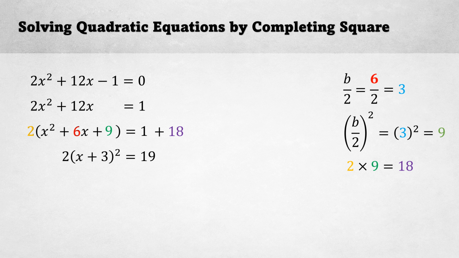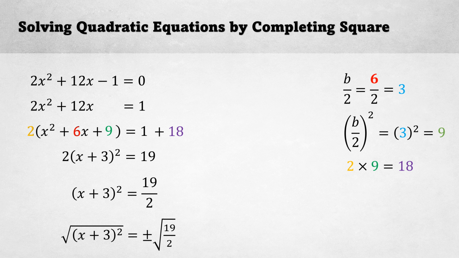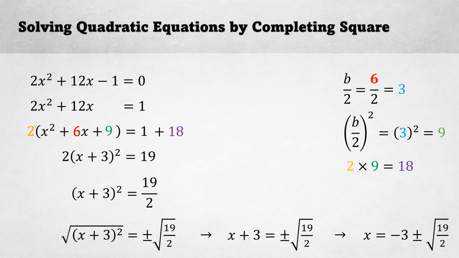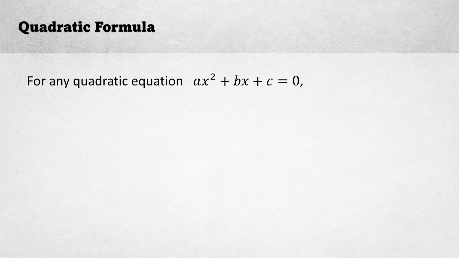After simplifying the equation, we divide both sides by 2 and then take the square root of both sides. Since we took the square root of both sides, we give one side plus or minus, and then subtract 3 from both sides. We can also use the quadratic formula in solving a quadratic equation. For any quadratic equation in the standard form, x equals the quantity of -b plus or minus the square root of b squared minus 4ac, all divided by 2a.